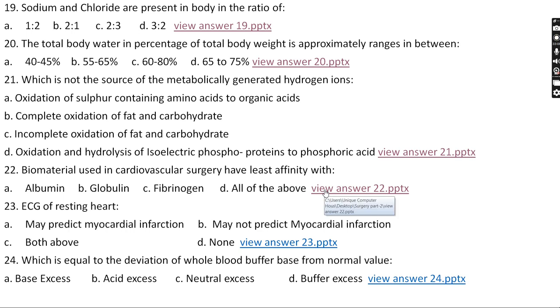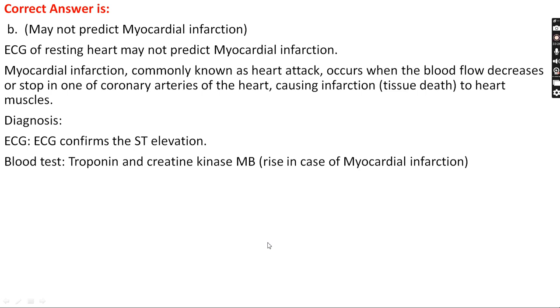Question number 23. ECG of resting heart: option A, may predict myocardial infarction; option B, may not predict myocardial infarction; option C, both above; option D, none. The right answer is option B, that is may not predict myocardial infarction.